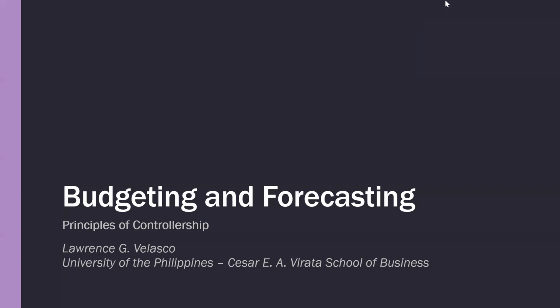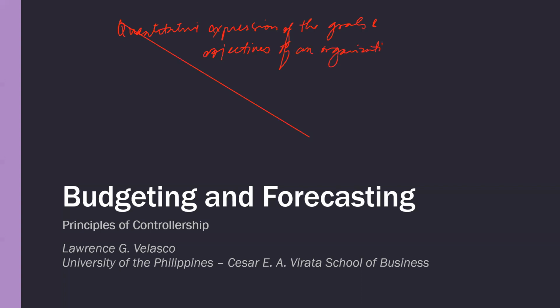A budget has been described in your management accounting class. I always describe budgets this way: the budget is a quantitative expression of the company's goals and objectives. Okay, let me write that down. So a budget is the quantitative expression of the goals and objectives of an organization, right? At its core, the budget is a number, right?